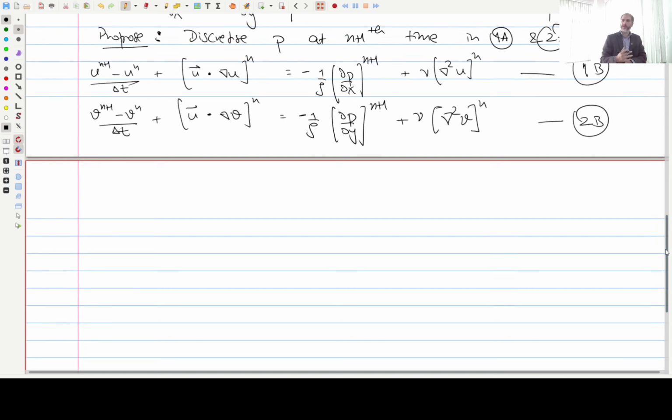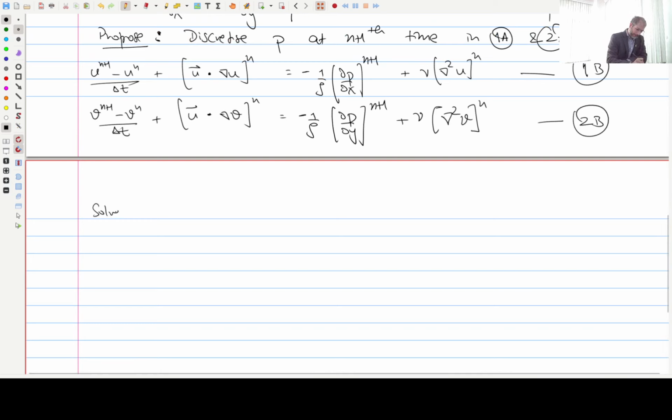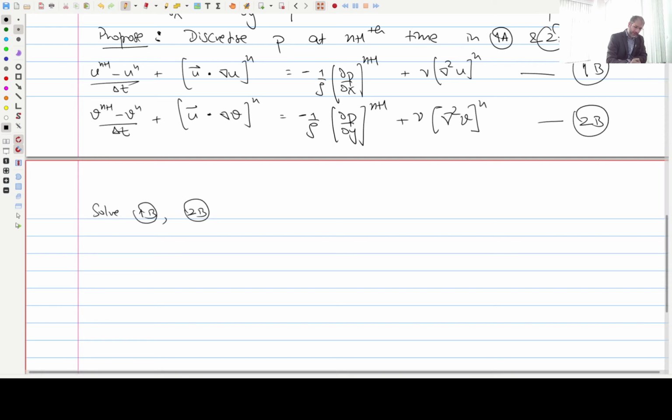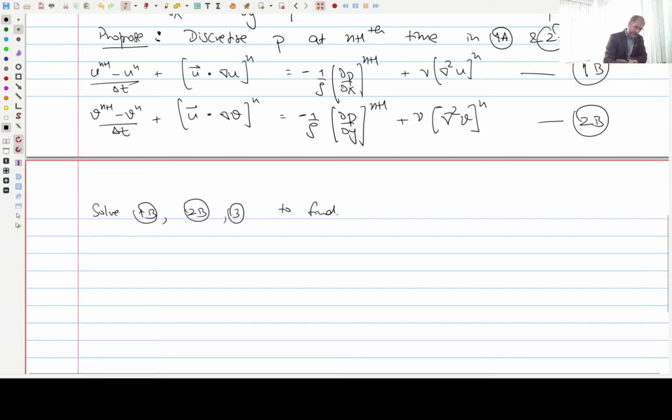Okay, so this cannot be solved using an explicit approach directly. So what we'll do now is we will solve 1b and 2b to get un plus 1 and vn plus 1, but I cannot do that alone, because I need to find Pn plus 1 as well. So I'll include the equation number 3, which was the continuity equation, to find Un plus 1, Vn plus 1 and Pn plus 1.